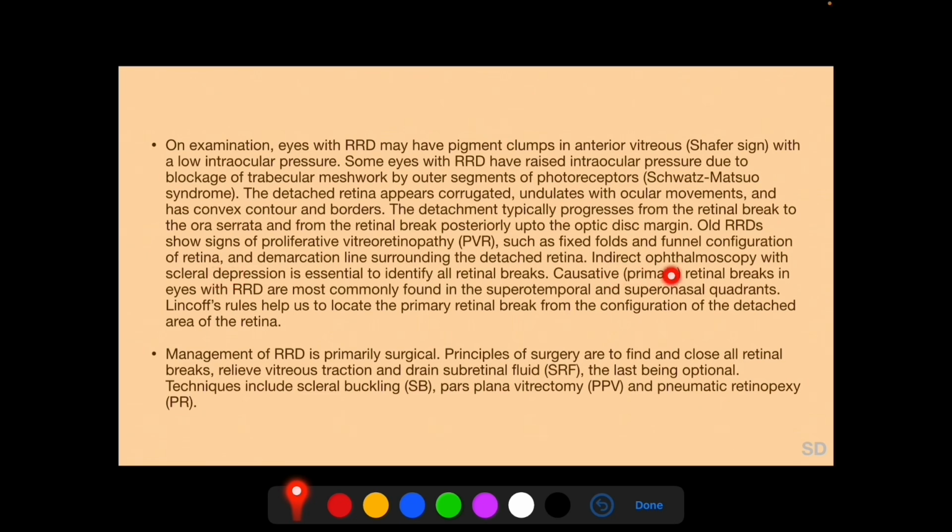Causative or primary retinal breaks in eyes with RRD are most commonly found in the superotemporal and superonasal quadrants. Lincoff's rules help us to locate the primary retinal break from the configuration of the detached area of the retina. Management of RRD is primarily surgical. Principles of surgery are to find and close all retinal breaks, relieve vitreous traction, and drain subretinal fluid. Techniques include scleral buckling, pars plana vitrectomy, and pneumatic retinopexy.